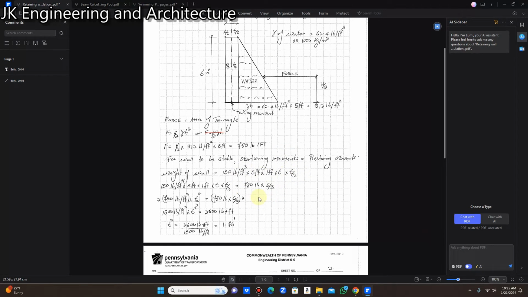Now, the overturning moment is going to be force times the lever arm. The resultant of this force acting on the wall, based on the fact that it is a triangular pressure distribution, is going to act at the height divided by 3.